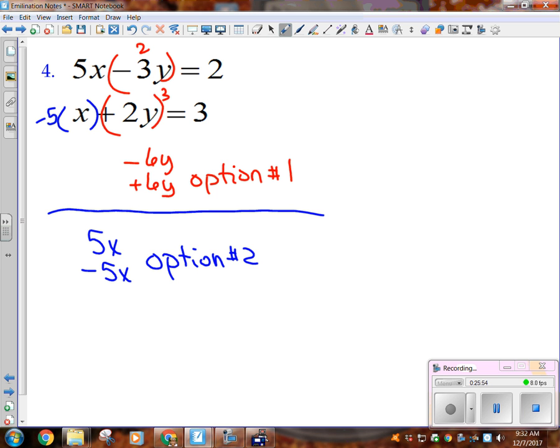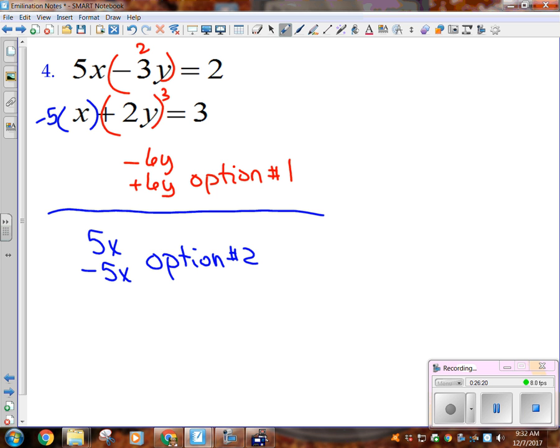Does it make sense now what I'm talking about? Which one is easier? Multiplying both equations by a number or multiplying one equation by a number? You could do it either way. Does everybody understand? Okay, let me stop right here. You don't have to write this down. Does everybody understand?